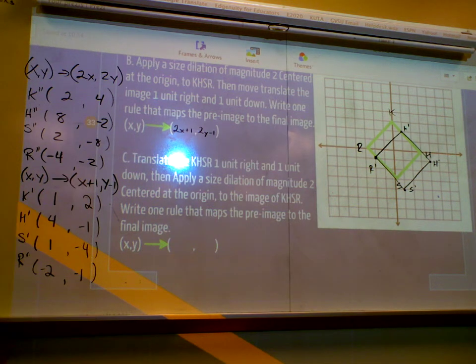Are these points the same as they were the first time? No. So will we be in the exact same spot? No. So did the order matter? Yes. Yes, the order mattered.